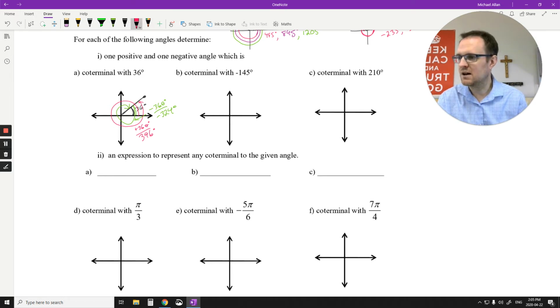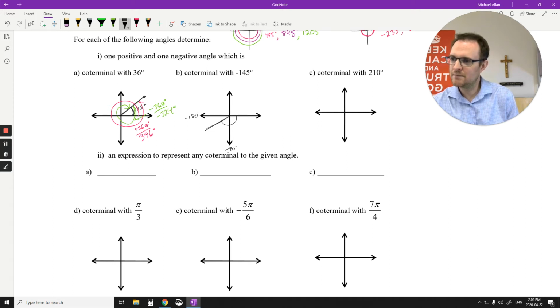Now, both of these are positive. The 36 and the 396 are both positive, but only the 36 is the principal angle. Right? Let's just go ABC for these ones first, and then we'll come down to these general expressions later. So negative 145 lands in this quadrant somewhere. This would be negative 180 over here, and this is negative 90 down here. So that's where that would be.